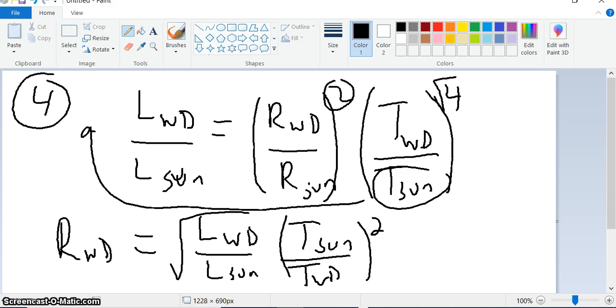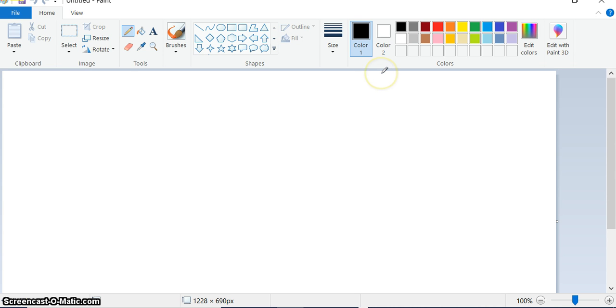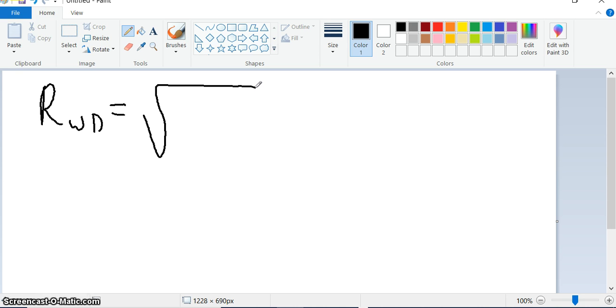So now we can put the numbers in. All right, let's do that. The radius of the white dwarf is equal to the square root of the luminosity of the white dwarf divided by 1, of course, because the luminosity of the sun is defined as 1. So it's going to be 0.0004. And then, of course, that's divided by 1, but we don't really need to put that.